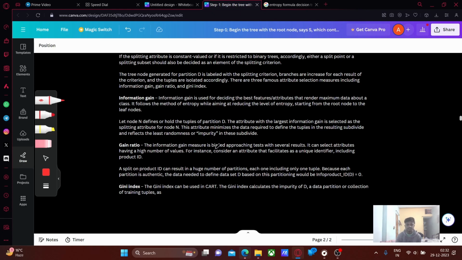Gain ratio. The information gain is biased toward tests with many outcomes. It can select attributes having a higher number of values. For instance, consider an attribute that functions as a unique identifier, such as product ID. A split on product ID results in a huge number of partitions, each one including only one tuple, because each partition is pure. The information needed to classify dataset D based on this partitioning would be Info product ID of D equals 0.